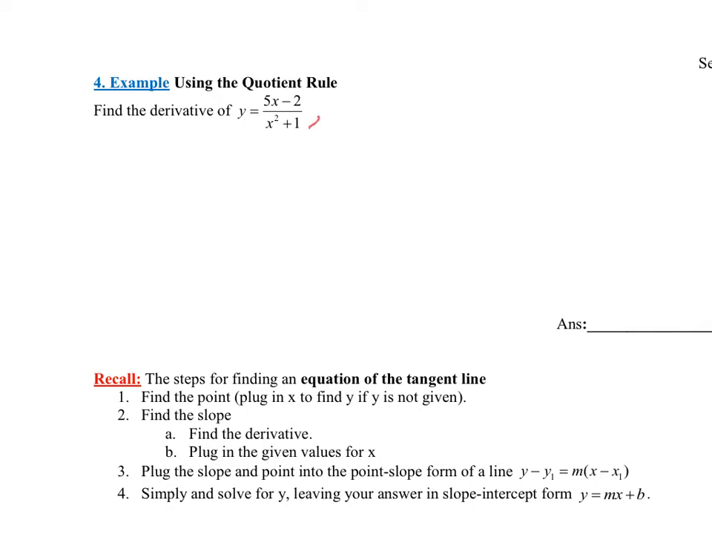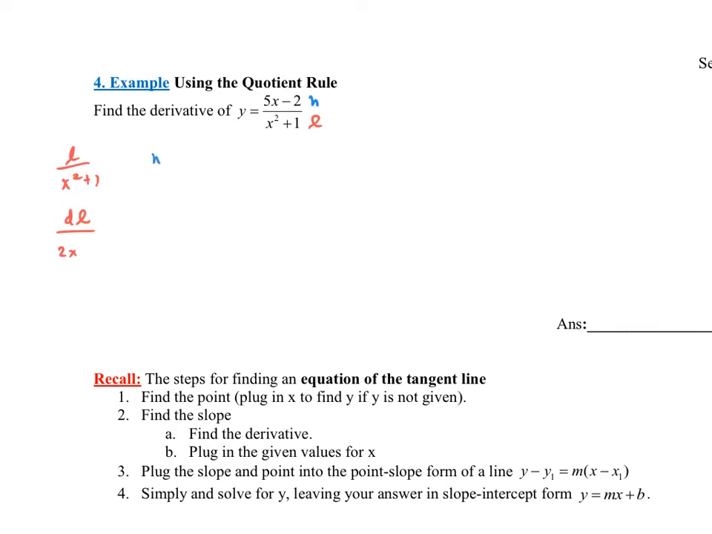Okay, again, I have the low function and I have the high function. So let's look at it. What's the low function? The low function in this case is x squared plus 1. So what's the derivative of the low function? Well, the derivative of x squared would be 2x to the 1, or just 2x, and the derivative of 1 is 0. So the derivative of x squared plus 1 is simply 2x.